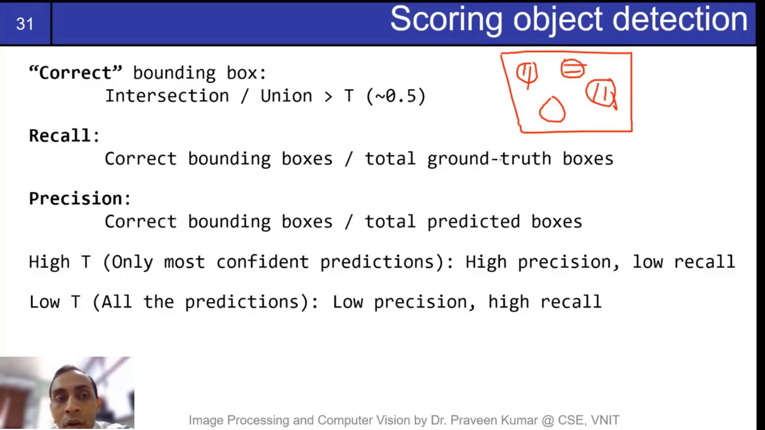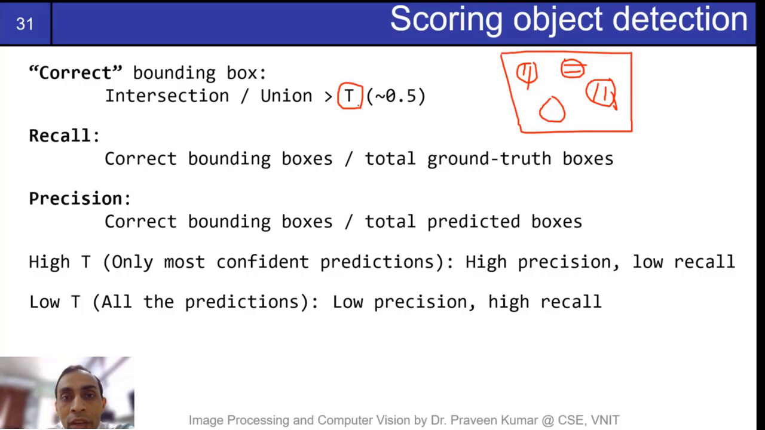So 2 by 3 will be the recall, and precision will be 2 out of, it has detected 3 in total, but out of 3 there are only 2 correct, so 2 out of 3 here. So precision will be calculated that way, and recall will be calculated that way. Now it depends on what threshold value you consider as the correct bounding box.